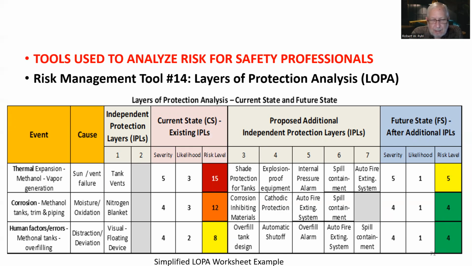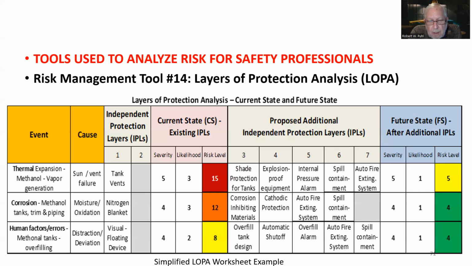Now, independent protection layers, this is really like a control. Like I said, then they use different numbers. Shade protection for tanks, explosion-proof equipment, internal pressure alarm, spill containment, automatic fire extinguishing systems. And now the severity is still 5, but now with all those 1, 2, 3, 4, 5 things in place, the likelihood is 1. So the risk level went from 15 to 5, and that's achievable. I mean, that's nice to know.